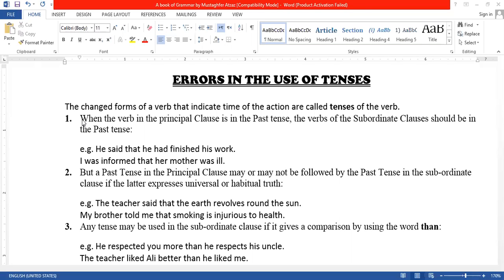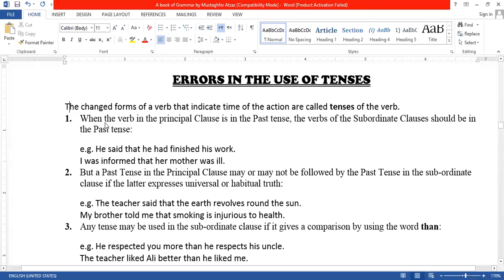Starting with the first rule, without wasting time: the changed form of a verb that indicates the time of the action is called the tense of the verb. The general understanding for you is that the changed form of a verb that indicates the time of the action is called the tense of the verb, right? Now let's move towards the first rule.